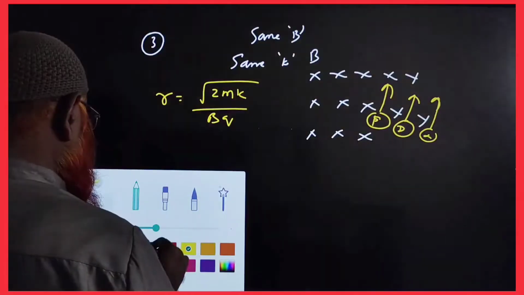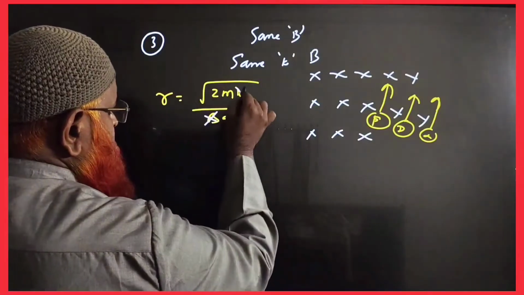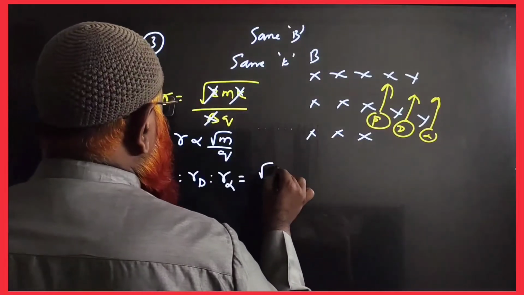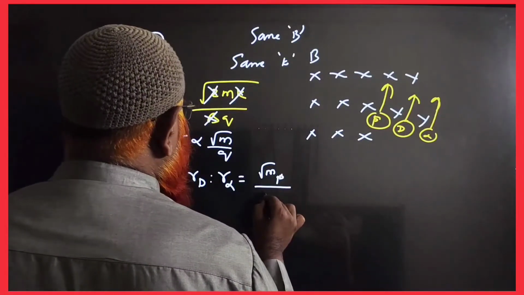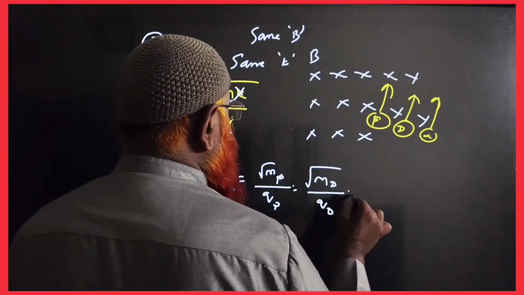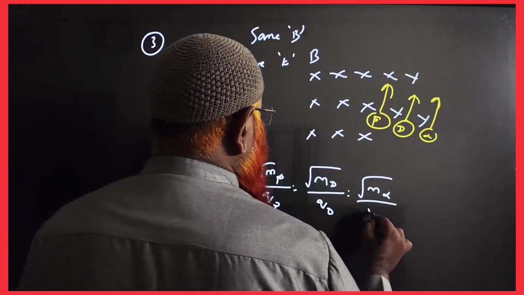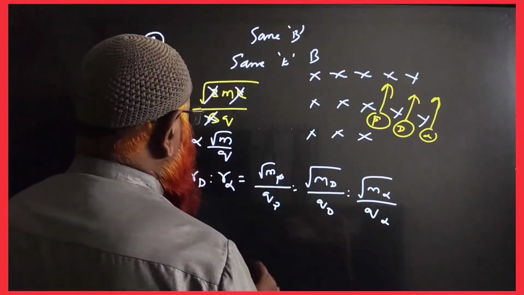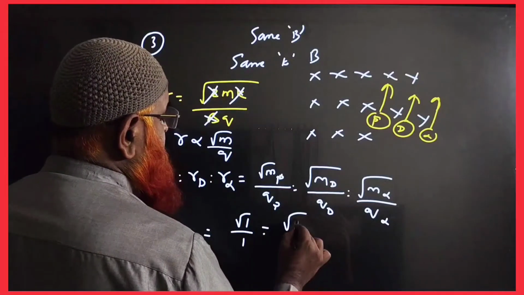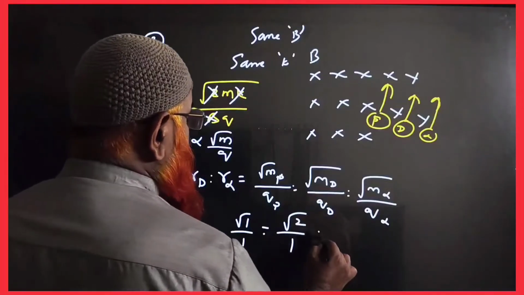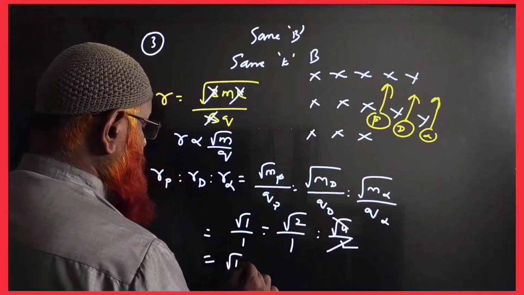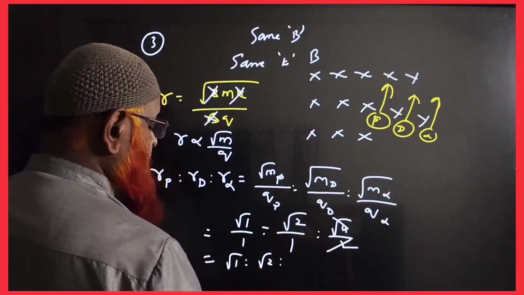So we have to consider the constants and remove them. B can be removed. Now 2 is also constant. R is directly proportional to root m by q, so it is root m of proton by q of proton, root m of deuterium by q of deuterium, root m of alpha by q of alpha. Then what am I going to get now? M of proton is 1, so this is 1. M of deuterium is 2, so root 2 by 1. Here this is root 4 by root 4 and 2, cancel, you get 1 only. So your answer is root 1 is to root 2 is to root 1.